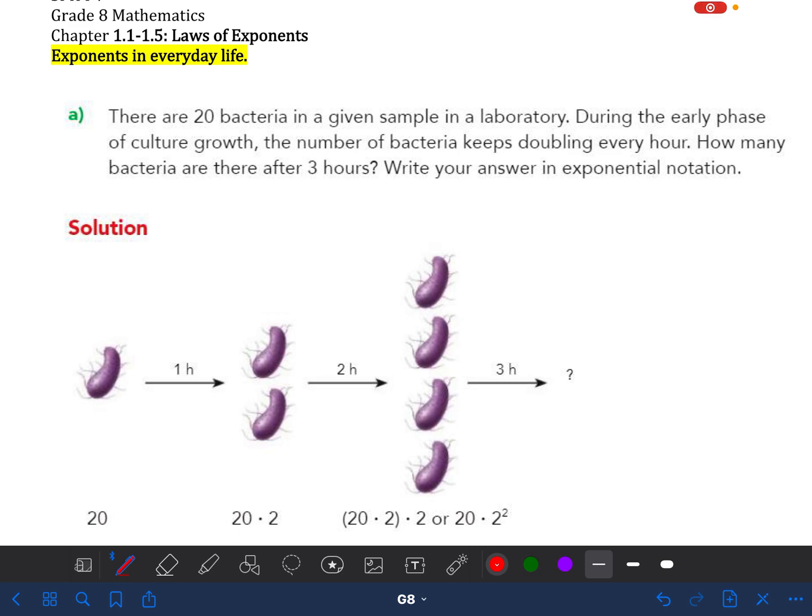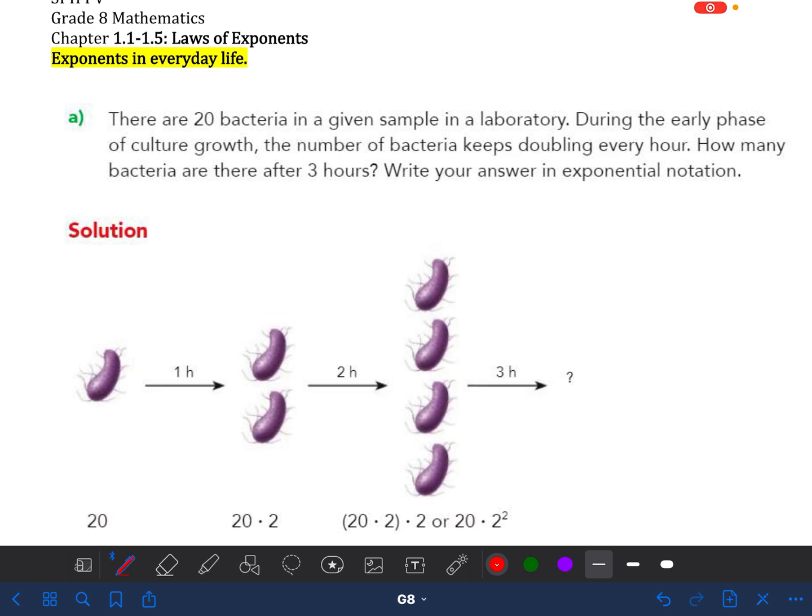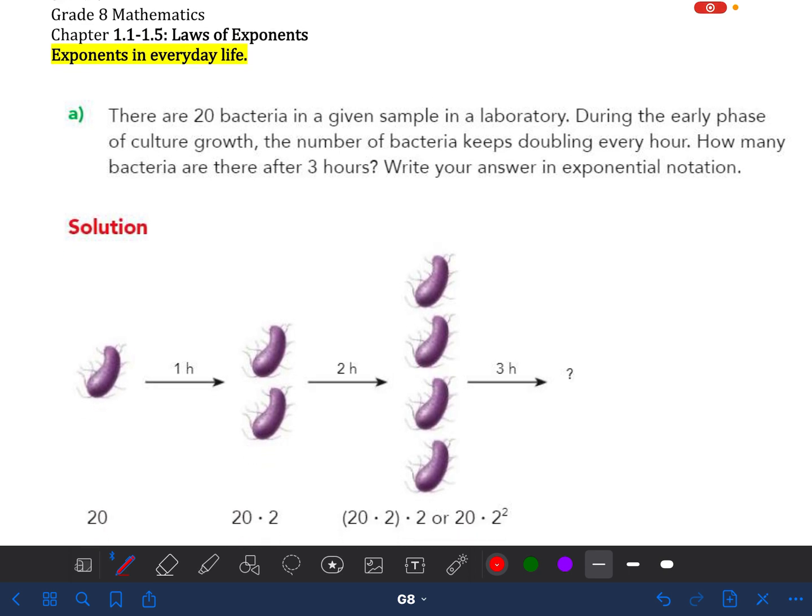It says there are 20 bacteria in a given sample in a lab during the early phase of culture growth. The number of bacteria keeps doubling every hour. How many bacteria are there after 3 hours? Write your answer in exponential notation. So, the spreading or the multiplying of bacteria here is similar to the COVID cases or the virus, right? So it multiplies, it doubles, or it quadruples. So we're going to represent that in exponential notation.